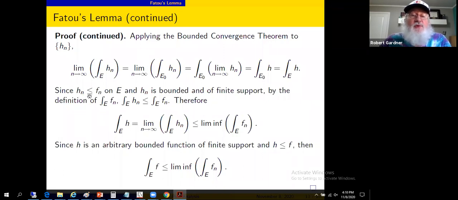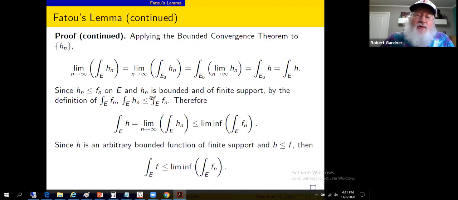All right, the h sub n's were chosen to be less than or equal to the f sub n's. It was defined in terms of that min deal. So we do get that inequality there. h sub n is bounded with finite support. So by the definition of integral, here we are using the definition of integral. I think we could get this with monotonicity. Yeah, we could get this with monotonicity and not have to appeal to the definition of integral. So this could be written up a tiny bit more concisely.